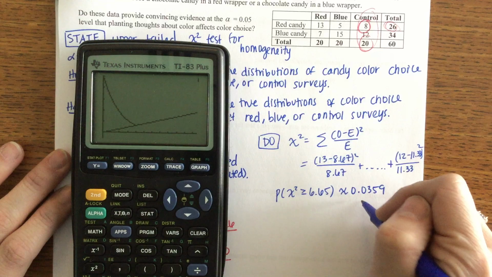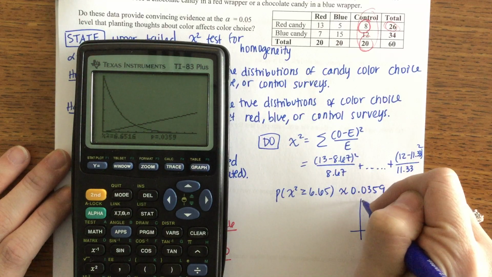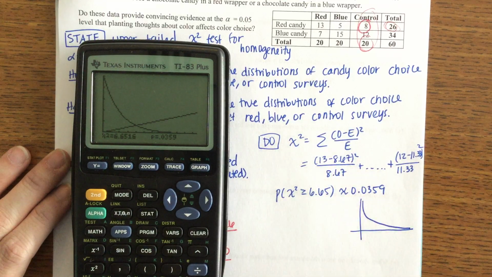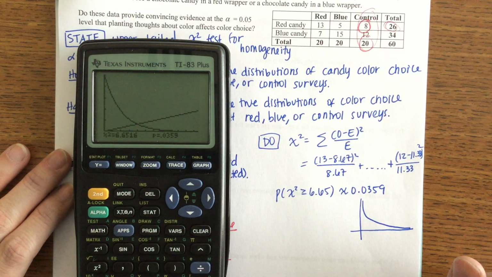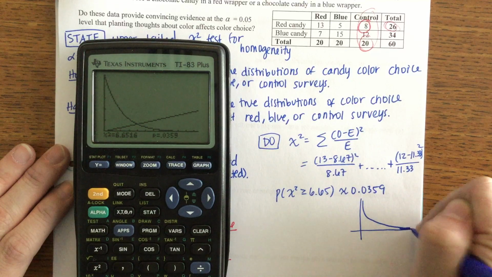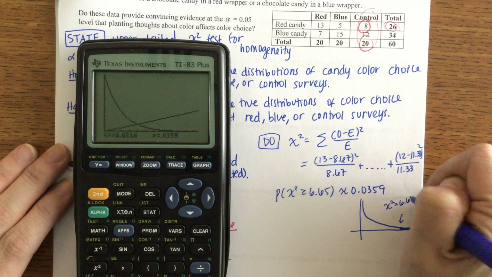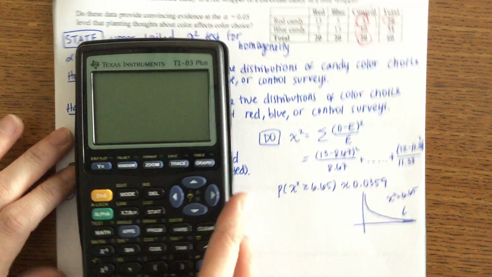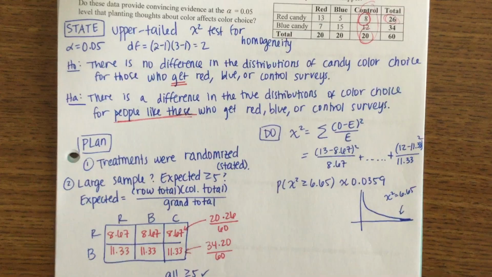Sorry, I always have these lines on here that I don't mean to have. So just draw the figure the way it looks. I can't see any shading on mine. Do you guys have shading on yours? No, okay. So then just tell me this is where chi-square equals 6.65. Okay. Questions on the calculator?